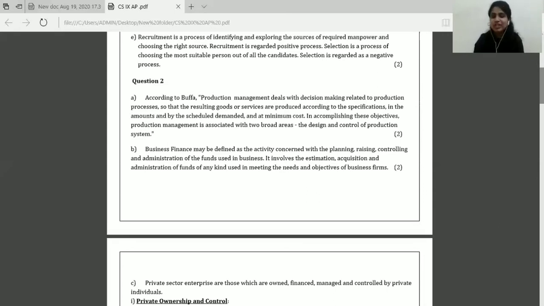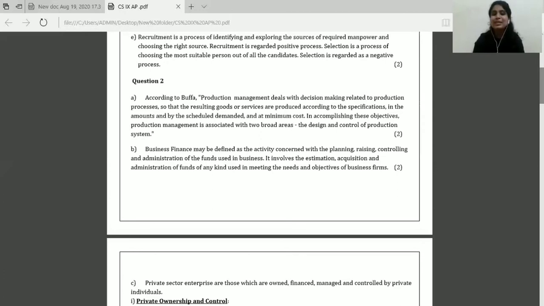So you have to make sure that you write everything word to word and you quote the words of Bufa, right? So if you've done that, you've not made any mistakes, you've written everything word to word, you've mentioned the name of the person who's given the definition, then you earn your 2 marks. Moving on to the next question, that is question 2B.